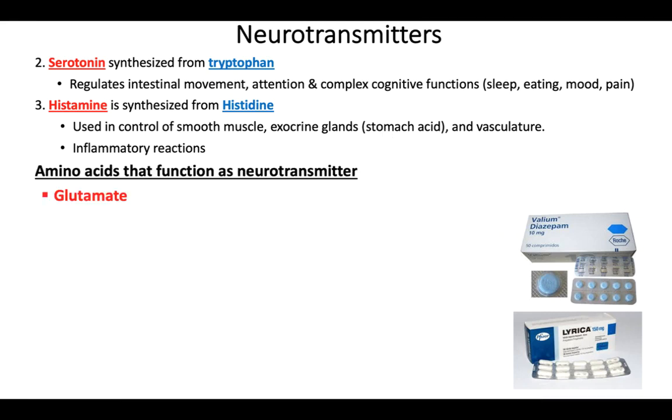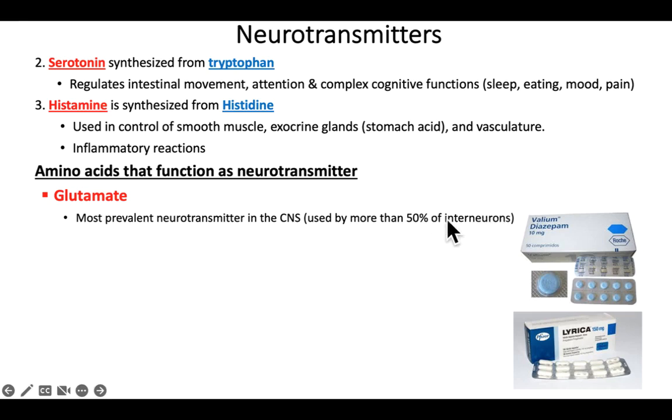Then we've got glutamate. Glutamate is a neurotransmitter in your CNS. It's used by a lot of interneurons in the CNS. It's an excitatory neurotransmitter. A lot of learning and memory requires glutamate as the neurotransmitter.